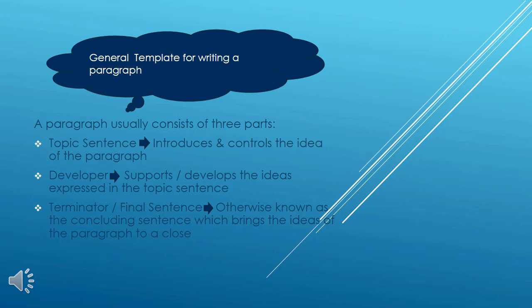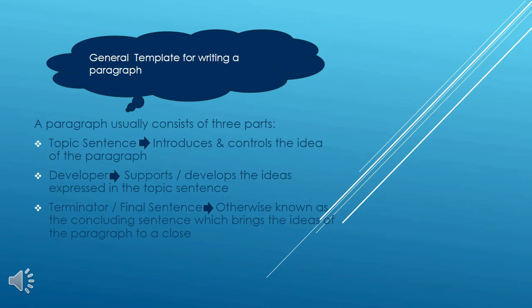Topic sentence. Topic sentence introduces and controls the idea of the paragraph. This is very important because based on the topic sentence, the whole paragraph will be revolving round. So, this has to be picked up in a very conscious and very intellectual way, so that the topic sentence can be an attractive one. Later on, there would be some other sentences supporting the ideas of the topic sentence, and this is called developer or supporter of sentences.